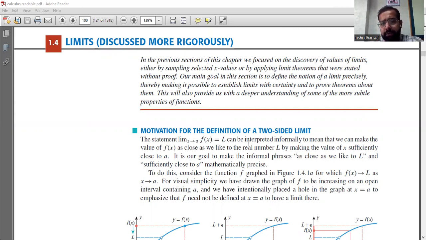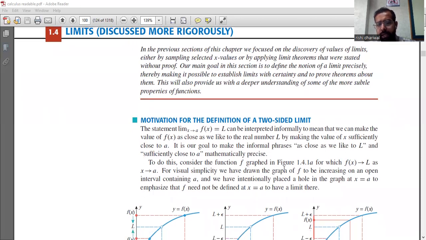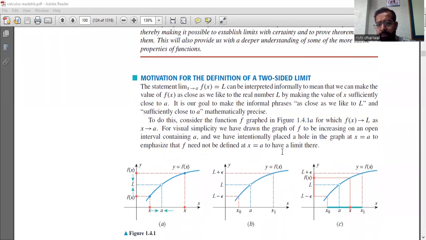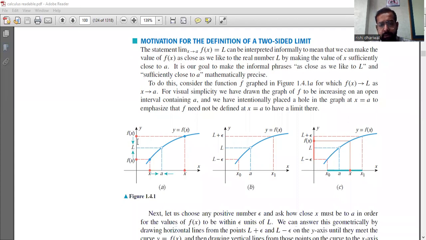So, the motivation for the definition of a two-sided limit: the statement limit as x approaches a of f(x) is equal to L can be interpreted informally to mean that we can make the value of f(x) as close as we like to the real number L. To do this, consider the function f graphed in Figure 1.4, like this figure.